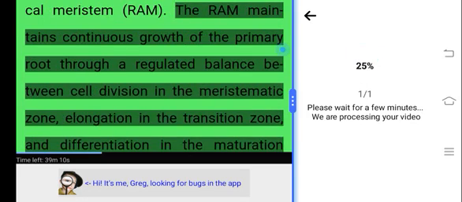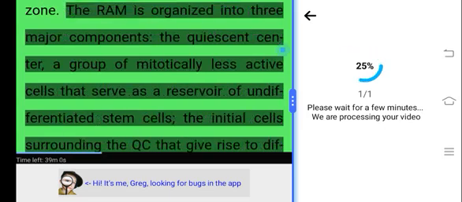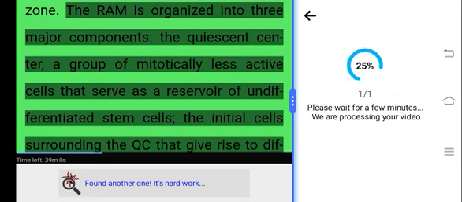The RAM maintains continuous growth of the primary root through a regulated balance between cell division in the meristematic zone, elongation in the transition zone, and differentiation in the maturation zone. The RAM is organized into three major components. The quiescent center, a group of mitotically less active cells that serve as a reservoir of undifferentiated stem cells. The initial cells surrounding the QC that give rise to different tissues like the epidermis, cortex, endodermis, and vascular tissues, and the root cap initials, which produce cells for the protective root cap.